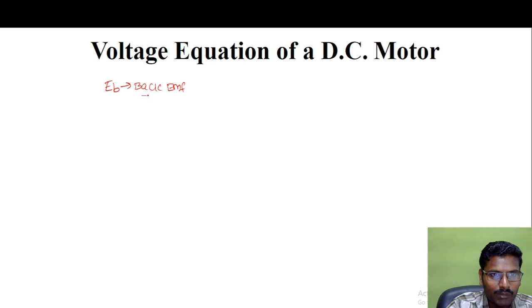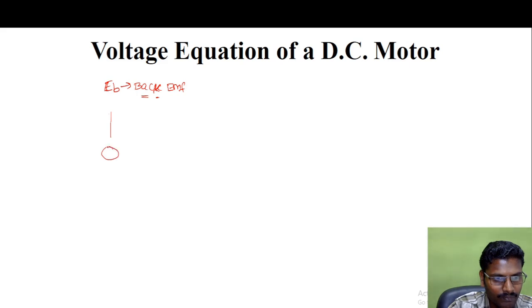We have seen this back EMF in the earlier video, right? This back EMF is nothing but the generated voltage, or induced voltage, in the motor, irrespective of the supply voltage, and it opposes the supply voltage. Back EMF is an induced EMF which opposes the supply voltage or input voltage. Now let's derive the voltage equation with the help of the equivalent diagram.